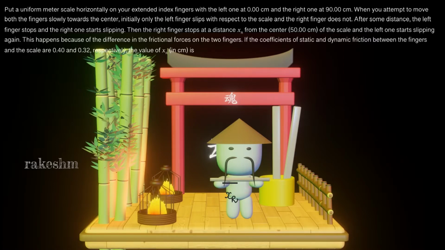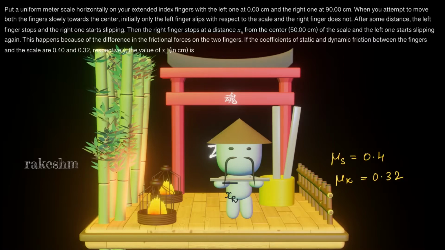This happens because of the difference in the frictional forces on the two fingers. So he's saying that one stops, the other moves, this one stops and this moves. It is due to the difference in frictional forces on the two fingers. If the coefficients of static and dynamic friction between the finger and the scale are 0.4 and 0.32 respectively, the value of XR in centimeters is dash.